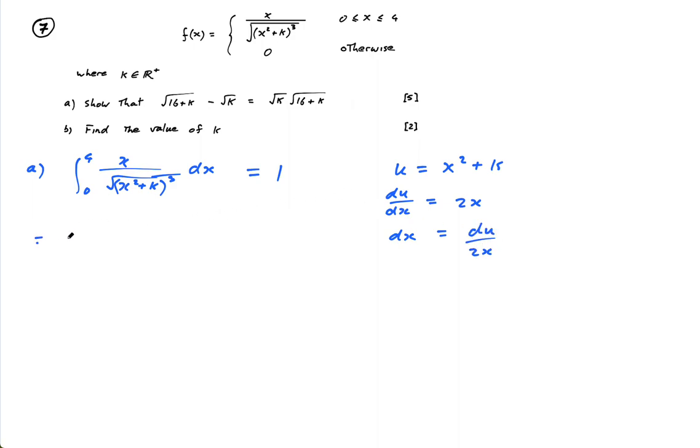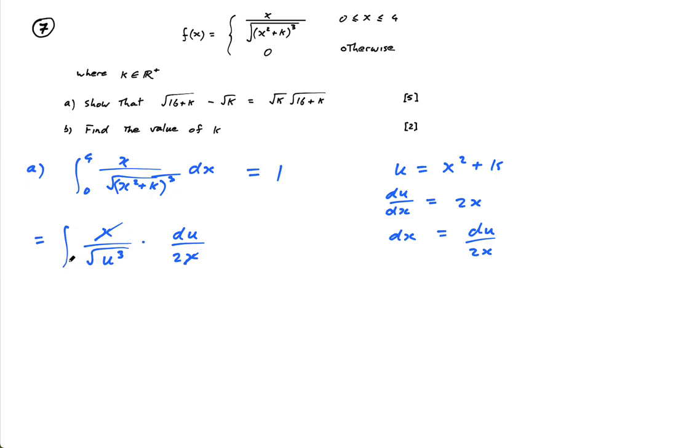Now, substitute. I'm going to leave the x. I'm going to put here, well, actually, it's just going to be the square root of u cubed, because x squared plus k is now u, times dx, which is now du over 2x. These x's cancel, and I'm left with this.